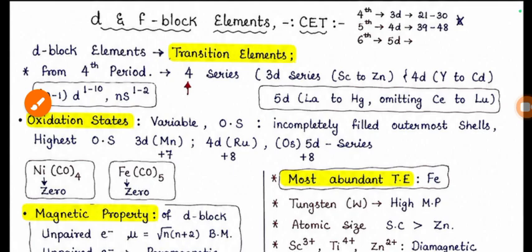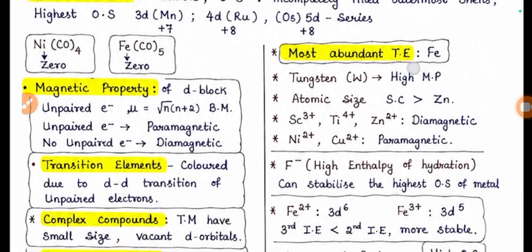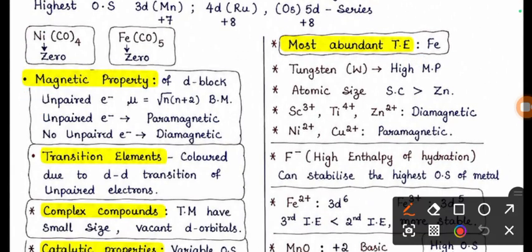And you can find some complexes where the transition element has zero oxidation state. For example, in the complex Ni(CO)4, nickel has zero oxidation state. In Fe(CO)5, here also iron has zero oxidation state.